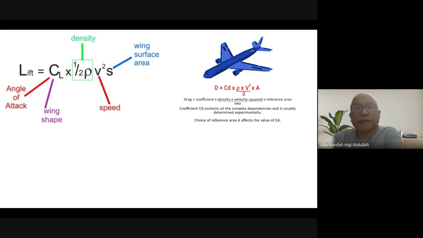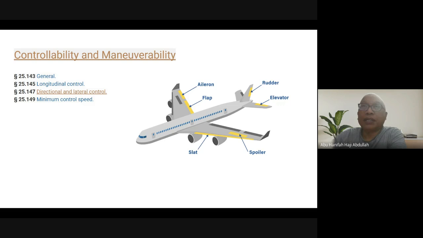Okay, any questions? No? Then next we have a subchapter talking about controllability and maneuverability. How to control the aircraft. What kind of control do you need? You need to have longitudinal control, which is pitch up and down. You need to have directional control, your left and right. You also need to have lateral control, so you can roll. And also you need to work on the minimum control speed.